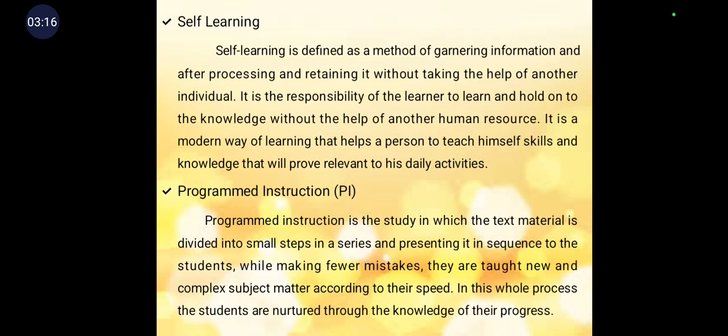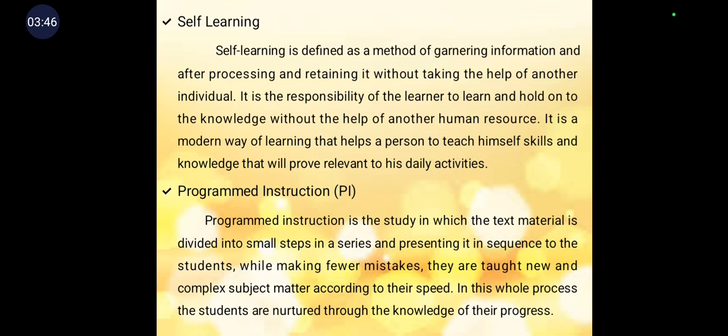The types of child-centered methods. Self-learning. Self-learning is defined as a method of gathering information and, after processing and retaining it, doing so without taking the help of another individual. It is the responsibility of the learner to learn and hold on to the knowledge without the help of another human resource. It is a modern way of learning that helps a person to teach himself skills and knowledge that will prove relevant to his daily activities.